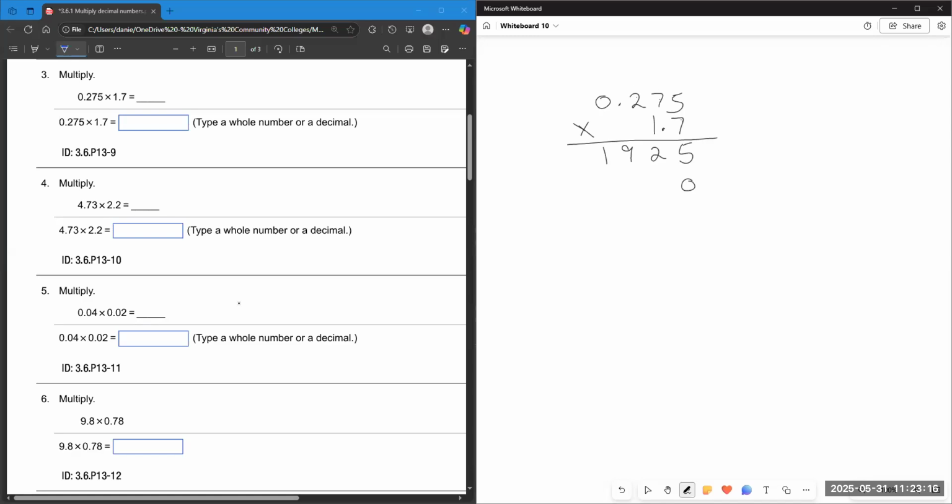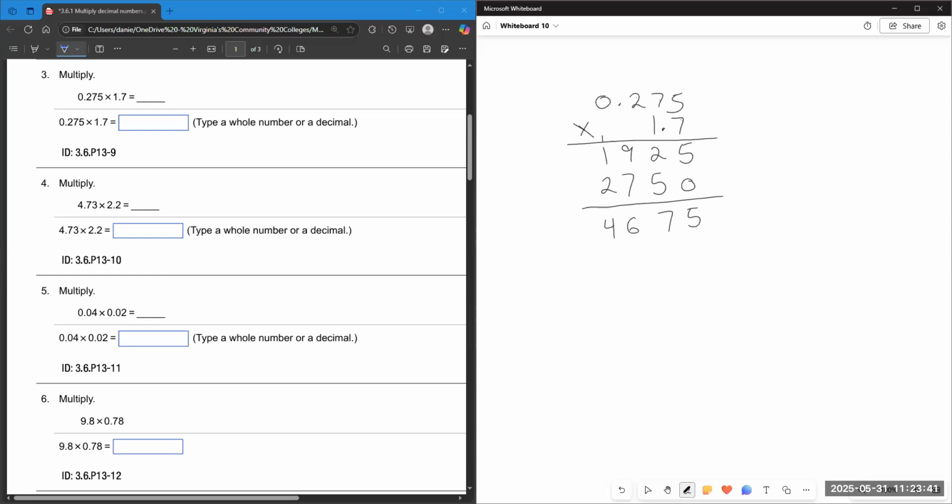I'm going to get rid of these carries. 1 times 5 is 5. 1 times 7 is 7. 1 times 2 is 2. And 1 times 0 is 0. We don't need that. 5 plus 0 is 5. 2 plus 5 is 7. 9 plus 7 is 16. 1 plus 1 is 2, plus 2 is 4.